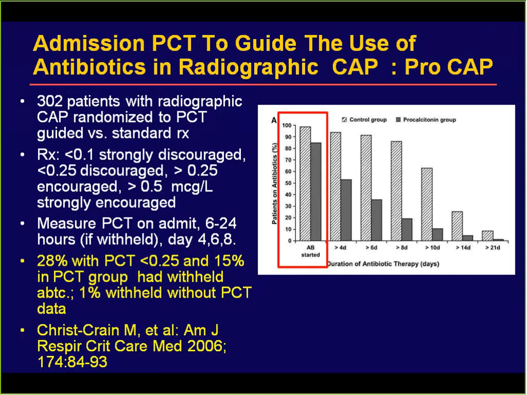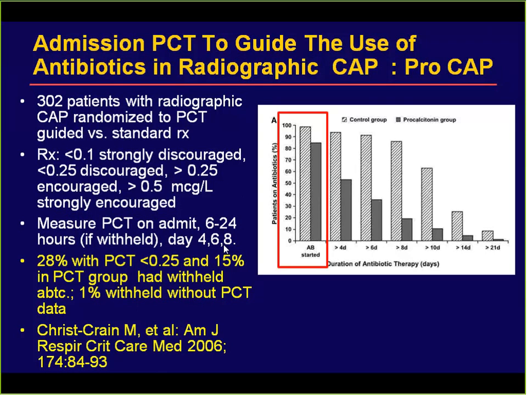did the same protocol where they measured procalcitonin on admission, then they repeated it 6 to 24 hours later if they had decided not to give antibiotics, and then at day 4, 6, and 8, and they used the procalcitonin guidance to decide whether to use antibiotics and how long to use antibiotics. But remember, every single one of these patients had radiographic pneumonia. So in clinical practice, I can't imagine there'd be anybody with a lung infiltrate that you would withhold antibiotics from.